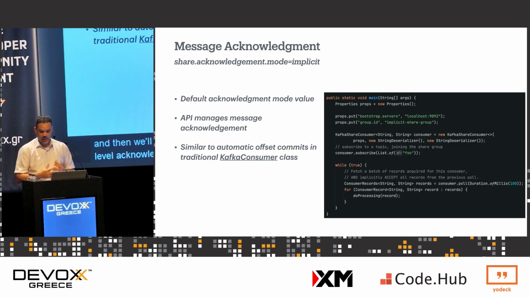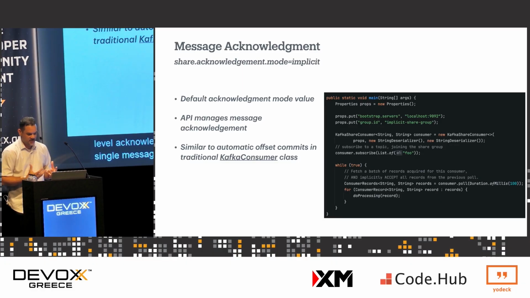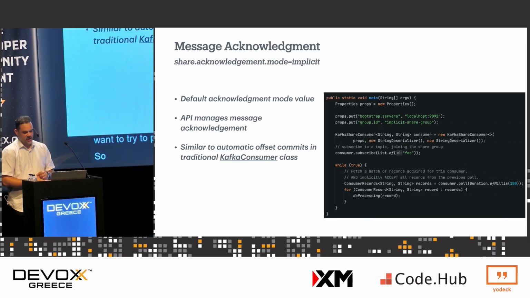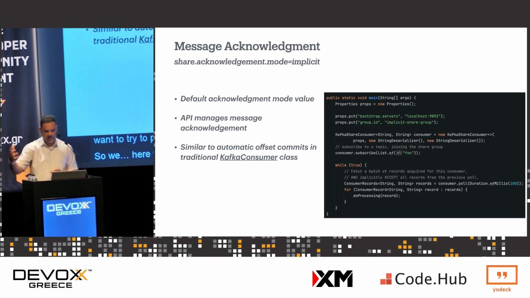And the default mode in our API for message level acknowledgement is this implicit notion, where we just want to acknowledge every single message that we pull and process as being done. This is the pie in the sky, go right path, where there's no exceptions or any exceptions that we actually care about. We just want to try to process these events. So we don't set that share acknowledgement mode. It's implied. It's the default value.